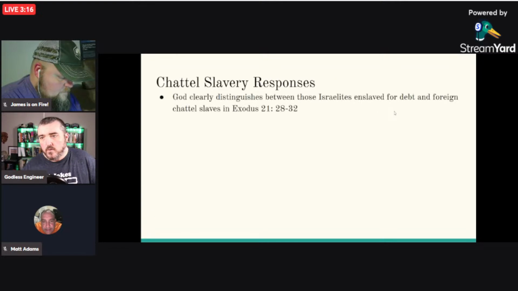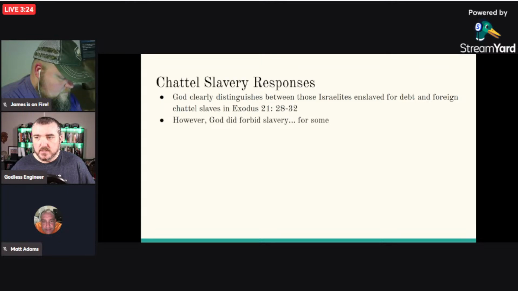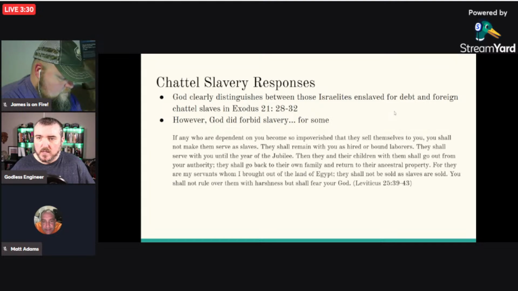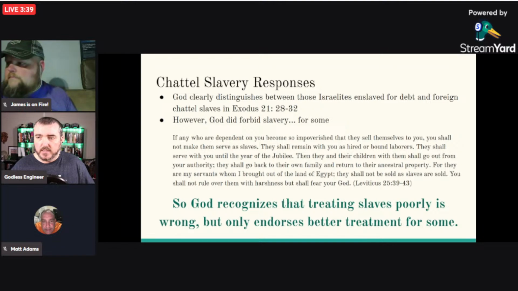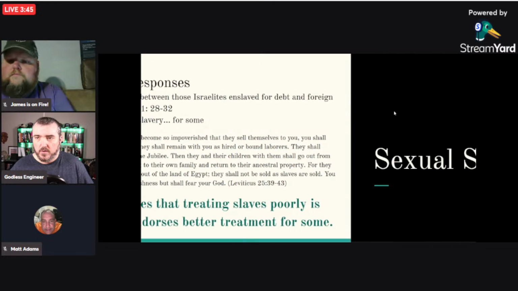In Exodus 21:28-32, God makes a clear distinction between how Israelites were to treat debt slaves versus chattel slaves. As a matter of fact, in Leviticus 25:39-43, God further clarifies that Israelites can no longer be treated as slaves. Instead, they have to be treated as hired workers. This treatment does not apply to non-Israelite people, further demonstrating that God intended that both debt and chattel slavery exist and define rules he endorsed for managing them both.